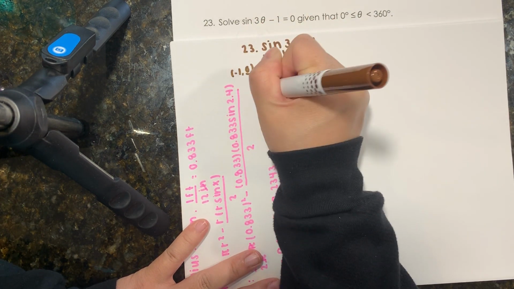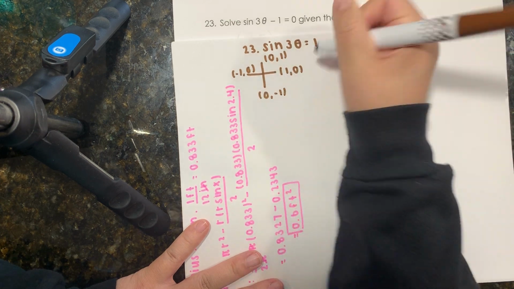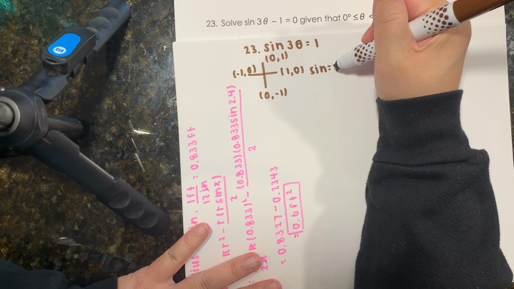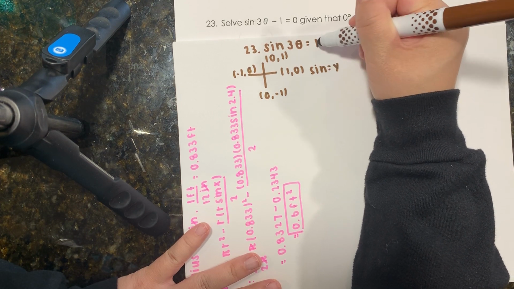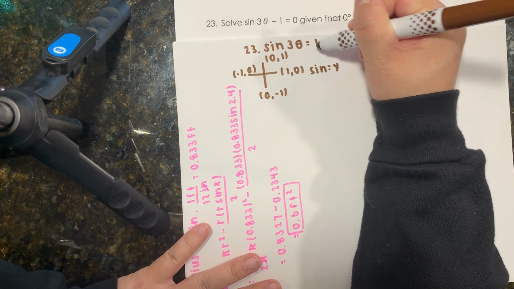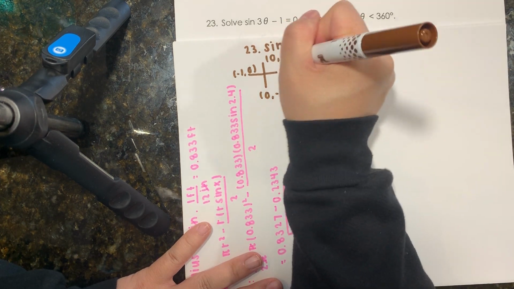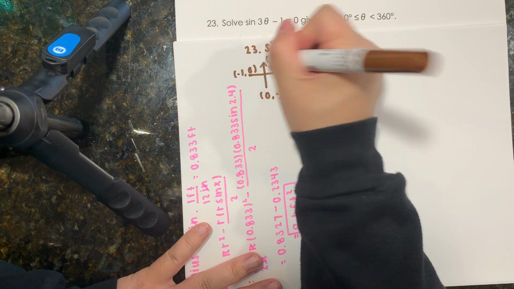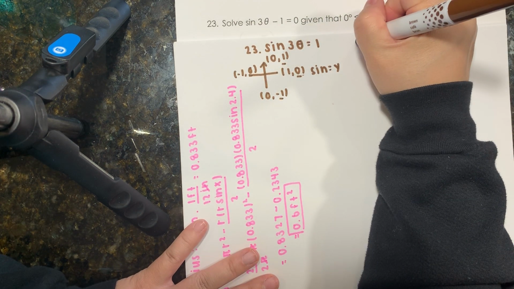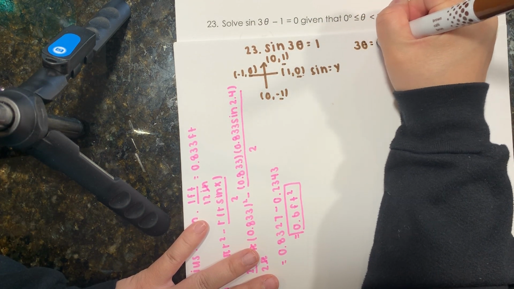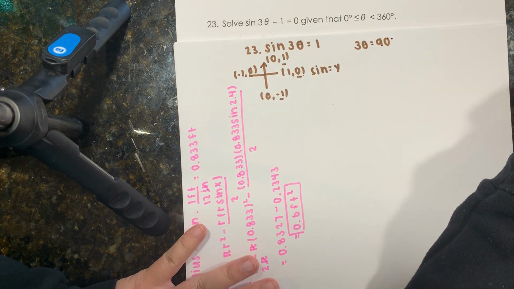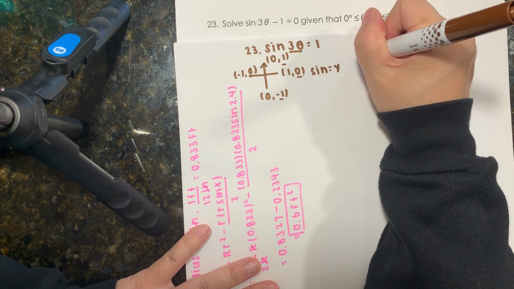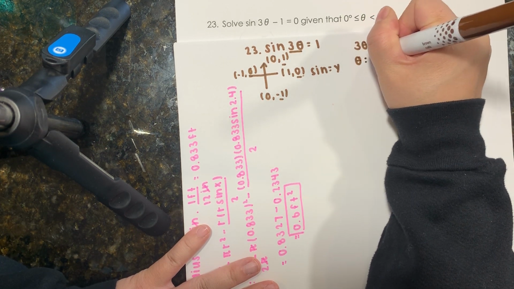And I need to remember, what am I looking for on this? Well, sine is equal to the y coordinate. So I'm looking for at what degree is the y coordinate equal to 1? So if I underline all my y coordinates, I notice that there's only one place where the y coordinate is equal to 1, and that's at 90 degrees. So I'm going to say 3 theta is equal to 90 degrees. Now, when I divide both sides by 3, because of that 3 that's attached to theta, I'm going to get theta is equal to 30 degrees.